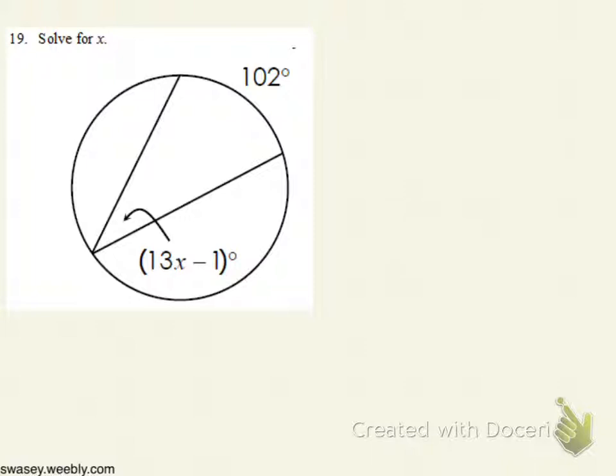Here we've got an inscribed angle. Inscribed angles are equal to half of the intercepted arc.